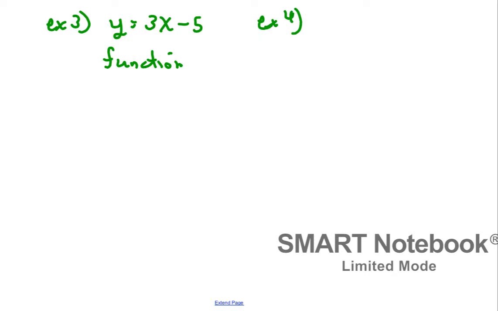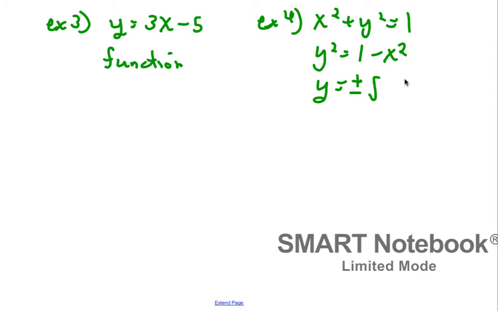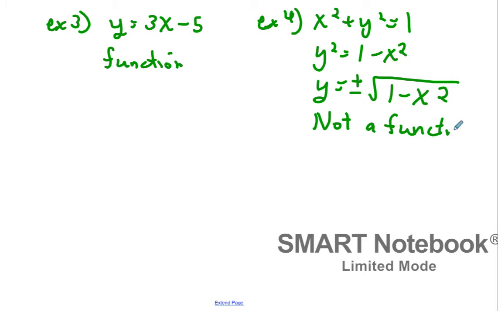Okay, for example 4, I'm going to do the equation of a circle. So we've got x squared plus y squared equals 1. So we're going to get y by itself. So I'm going to subtract the x squared from each side. That gives me y squared is equal to 1 minus x squared. Taking the square root of each side, I get y is equal to plus or minus the square root of 1 minus x squared. So y is equal to positive the square root of 1 minus x squared, and y is equal to negative the square root of 1 minus x squared. So I'm getting two values for every x I put in. So this is an example of an equation that is not a function.